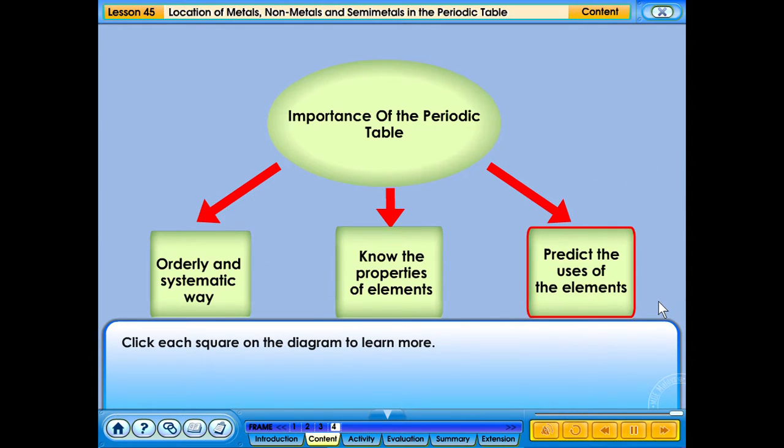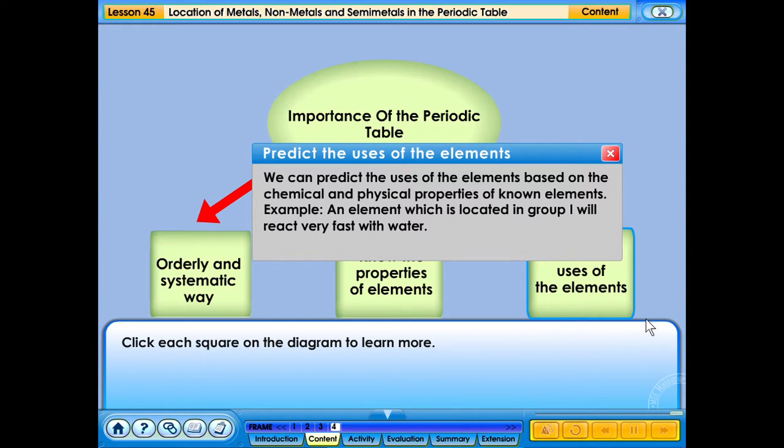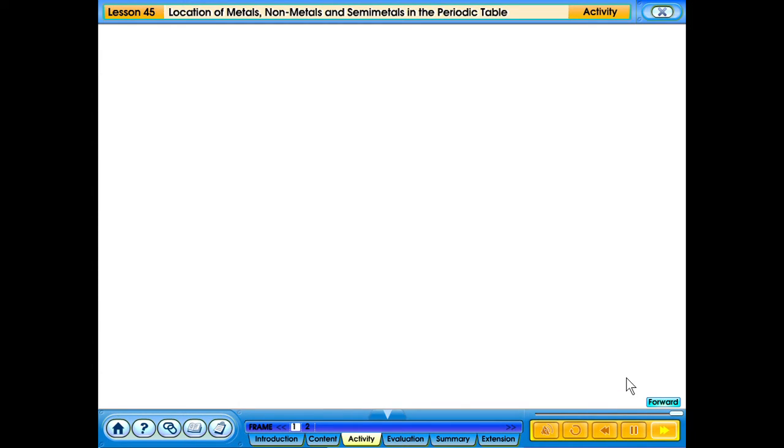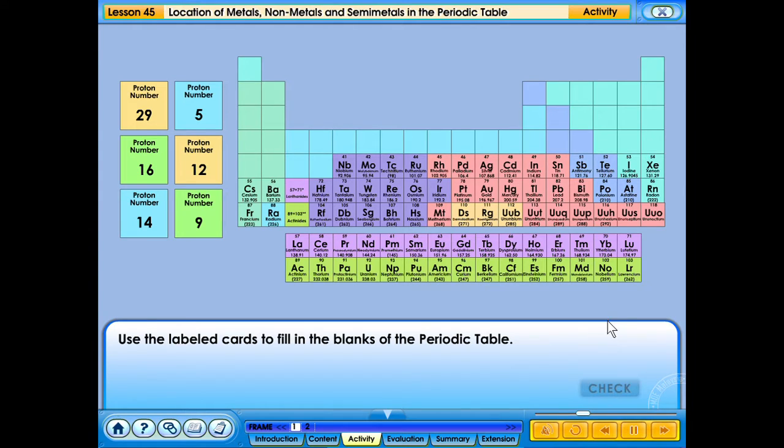We can predict the uses of the elements based on the chemical and physical properties of known elements. Example: an element which is located in group 1 will react very fast with water. Use the labeled cards to fill in the blanks of the periodic table.